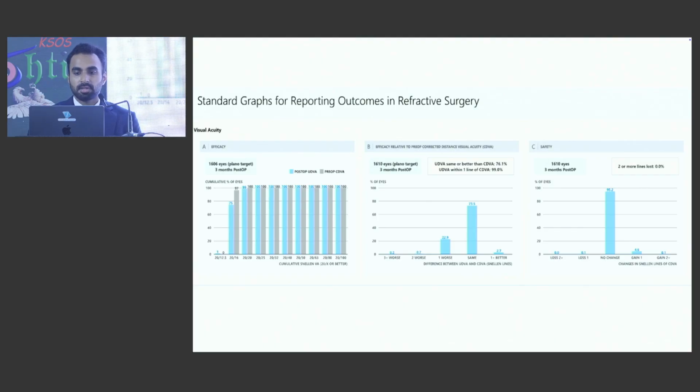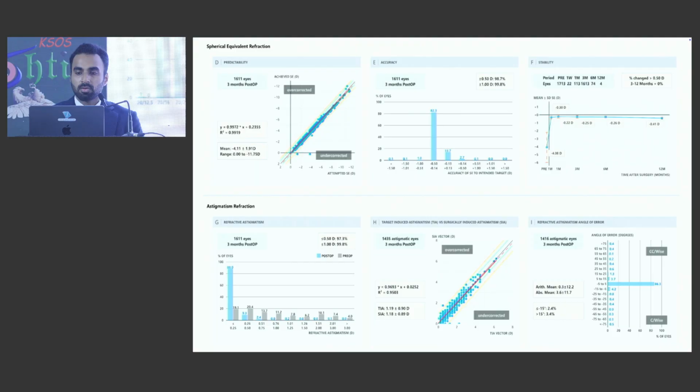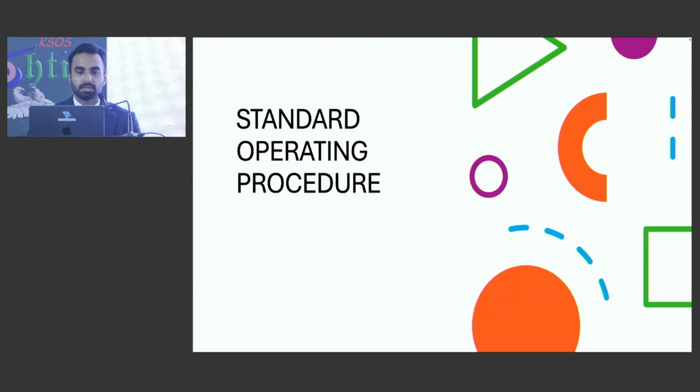99% of eyes achieve 6/6. Stability is very good, no loss of lines. 99% of eyes are within half a diopter of the refractive accuracy. Cylinder correction is also excellent, where the mean rotation of cylinder is within 5 degrees in at least 86% of eyes. So let's now move to the standard operating procedure.